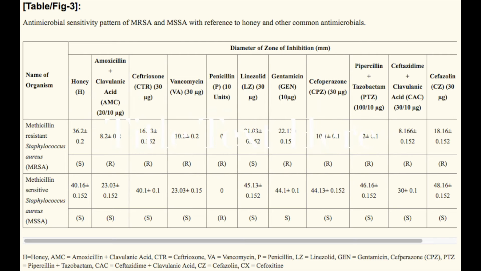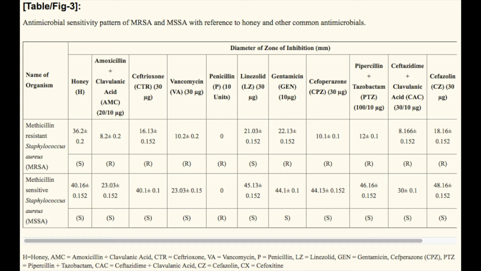This table shows the results from an experiment done by Ronnie et al., which was published in the Journal of Clinical and Diagnostic Research. It shows the antimicrobial sensitivity pattern of methicillin-resistant Staphylococcus aureus and methicillin-sensitive Staphylococcus aureus with reference to honey and other common antimicrobials. The results show that methicillin-resistant Staphylococcus aureus was susceptible to honey by displaying a large diameter of zone of inhibition of 36.2 millimeters, compared to the zone of inhibition from the other common antimicrobials.